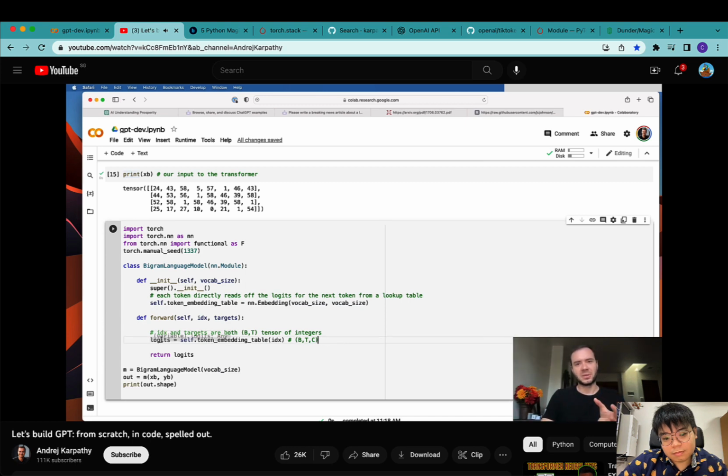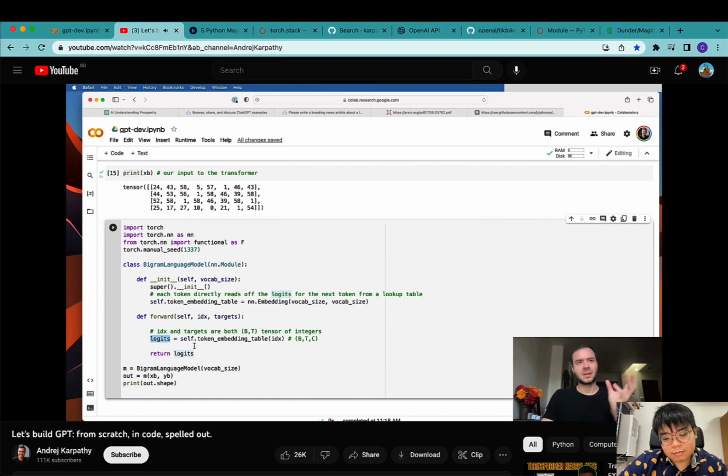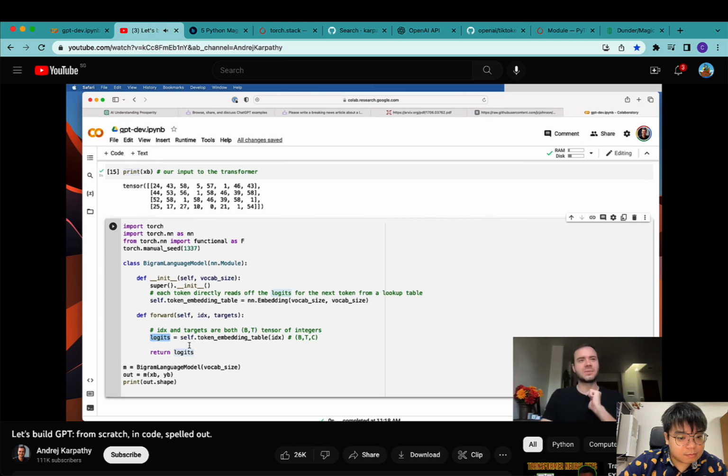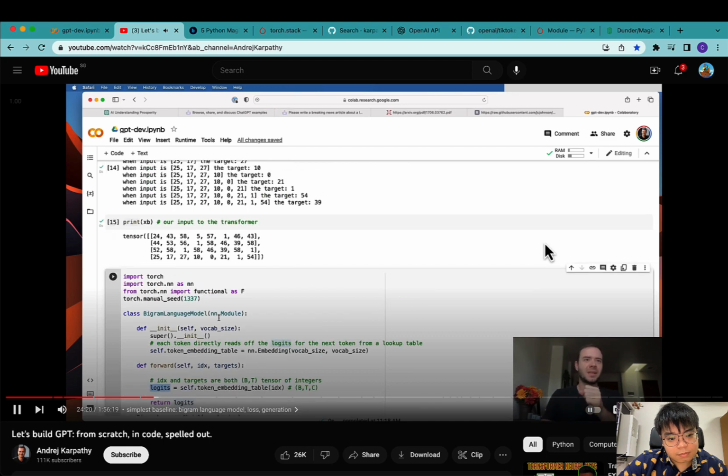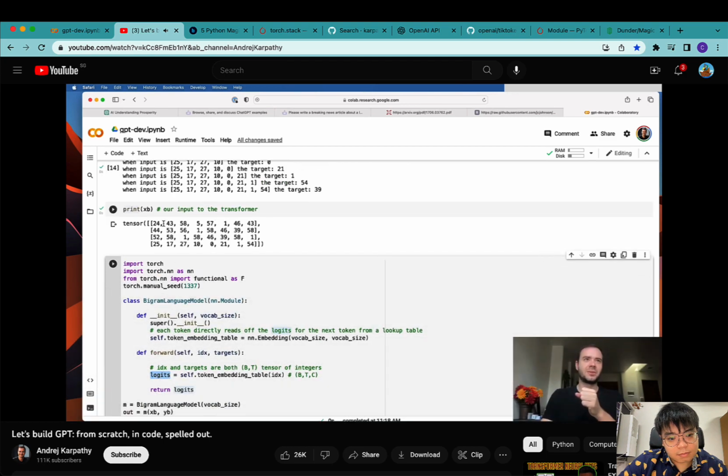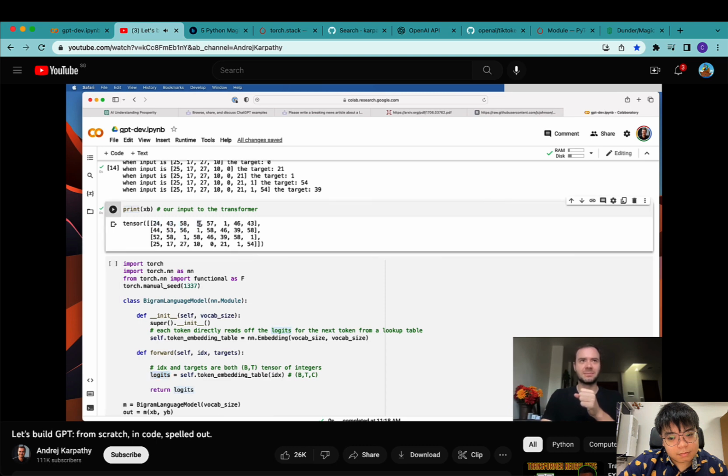and now we're going to interpret this as the logits, which are basically the scores for the next character in a sequence. And so what's happening here is we are predicting what comes next based on just the individual identity of a single token. And you can do that because currently the tokens are not talking to each other, and they're not seeing any context except for they're just seeing themselves.